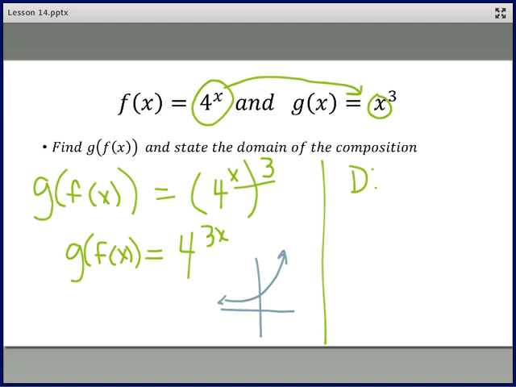And again, we've got to state the domain. If we were to put this into a graphing calculator to see the graph, we would find a graph kind of like this. It's an exponential graph. X is continuous in both directions. So x would, once again, just like many of the others, be all real numbers.